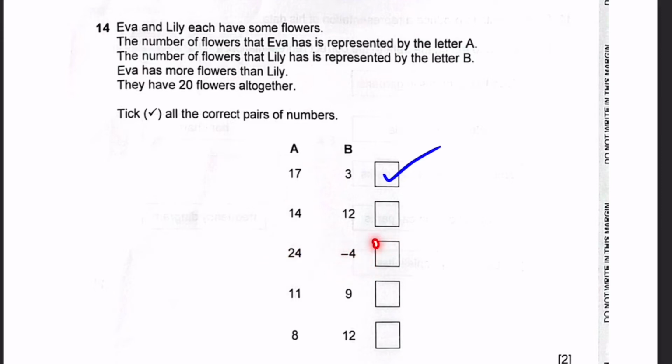Why though? Because A is greater than B and they both add up to 20. Because, well, we cannot have a negative value of the number of flowers, right? You cannot have, for example, negative 4 flowers. That's not possible. So that's also wrong. Next, 11 and 9, that's correct. A is greater than B and they add up to 20. And now 8 and 12 is not correct because B is actually greater than A, but we need A to be greater, so that's wrong. Even though, yes, they add up to 20, the other condition is not satisfied. That's the answer.